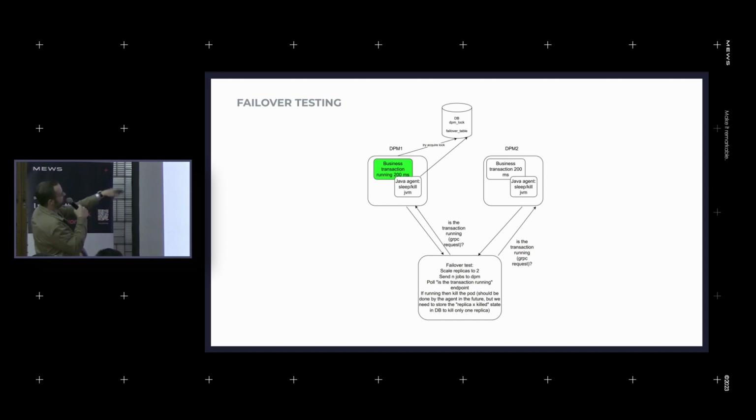So we started the transaction on one of the replicas. There was an agent which was observing whether we were actually in a transaction on one of them. And if that was the case, it tried to kill that replica. And we observed whether the other replicas were able to step up and finish the work.